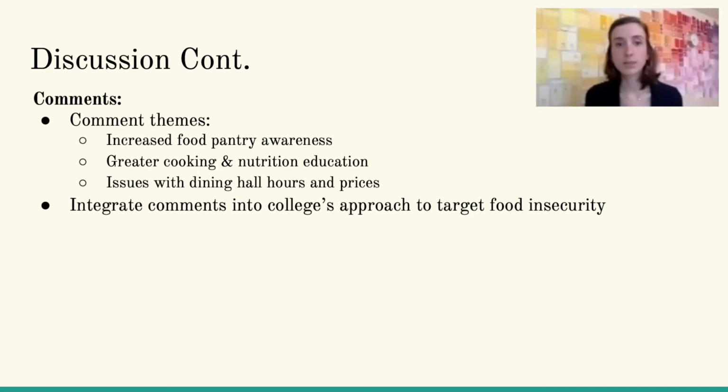As previously mentioned, the main comment themes we received from students revolved around an increased food pantry awareness, greater cooking and nutrition education courses, and issues with the dining hall hours and prices. These comments should be integrated into the college's approach to target food insecurity, as they include the specific population's perspective to address this issue.